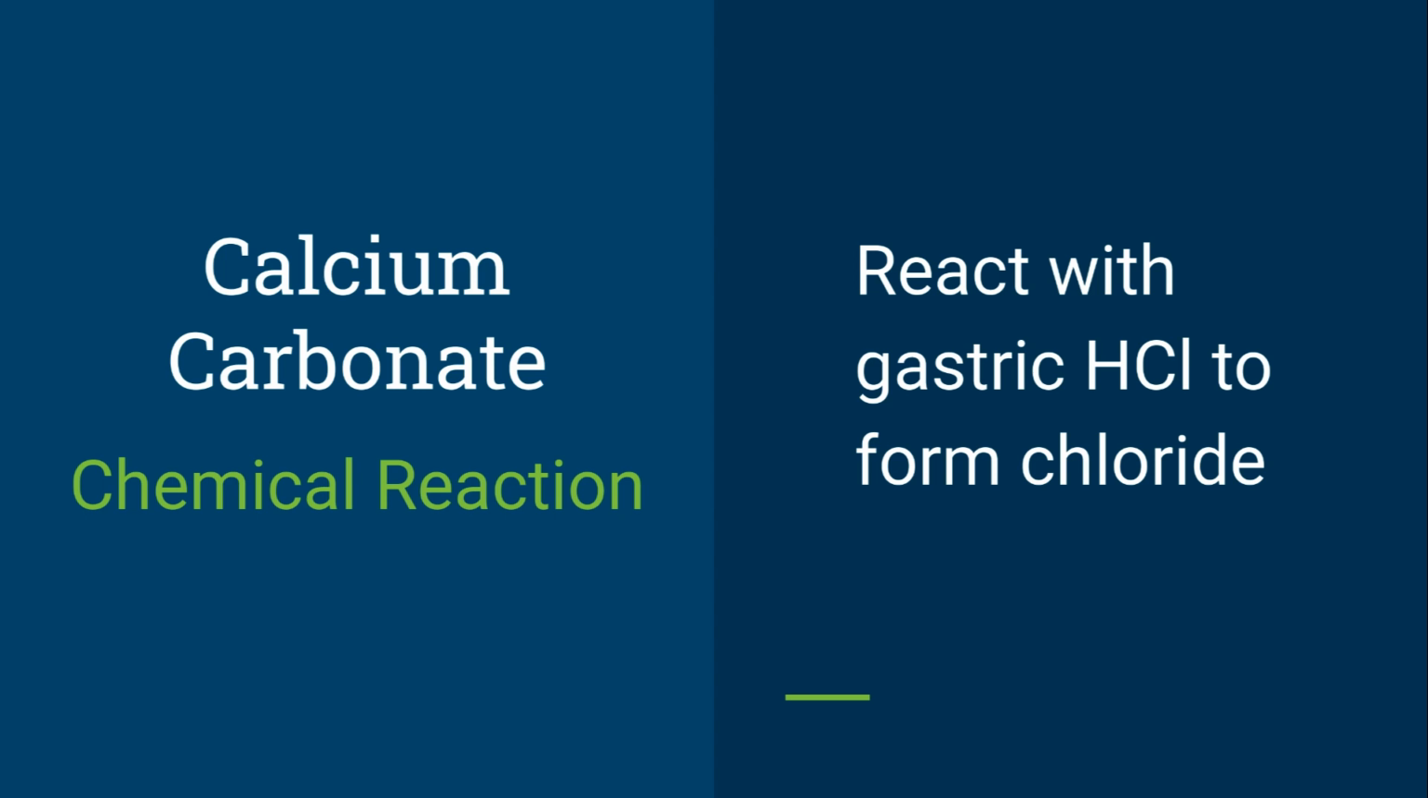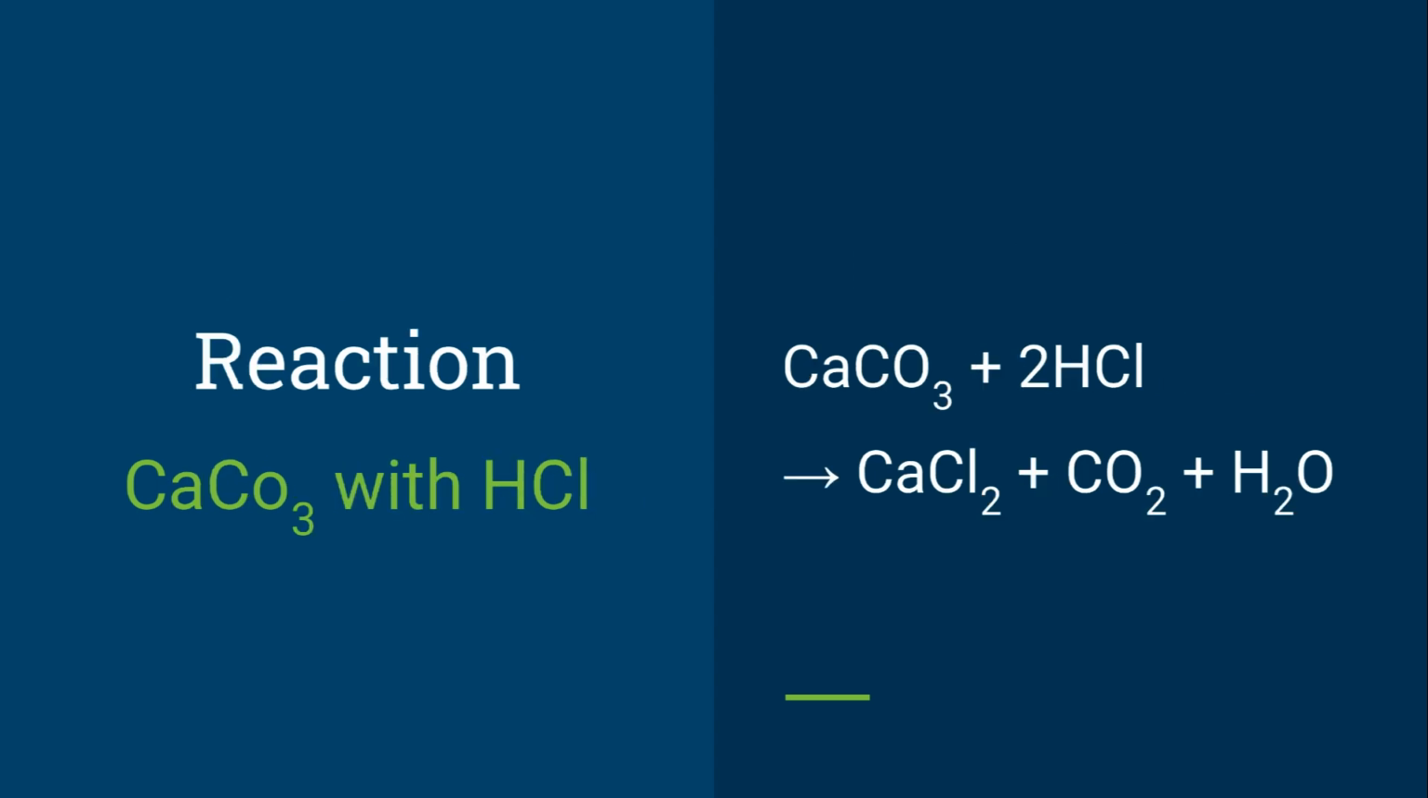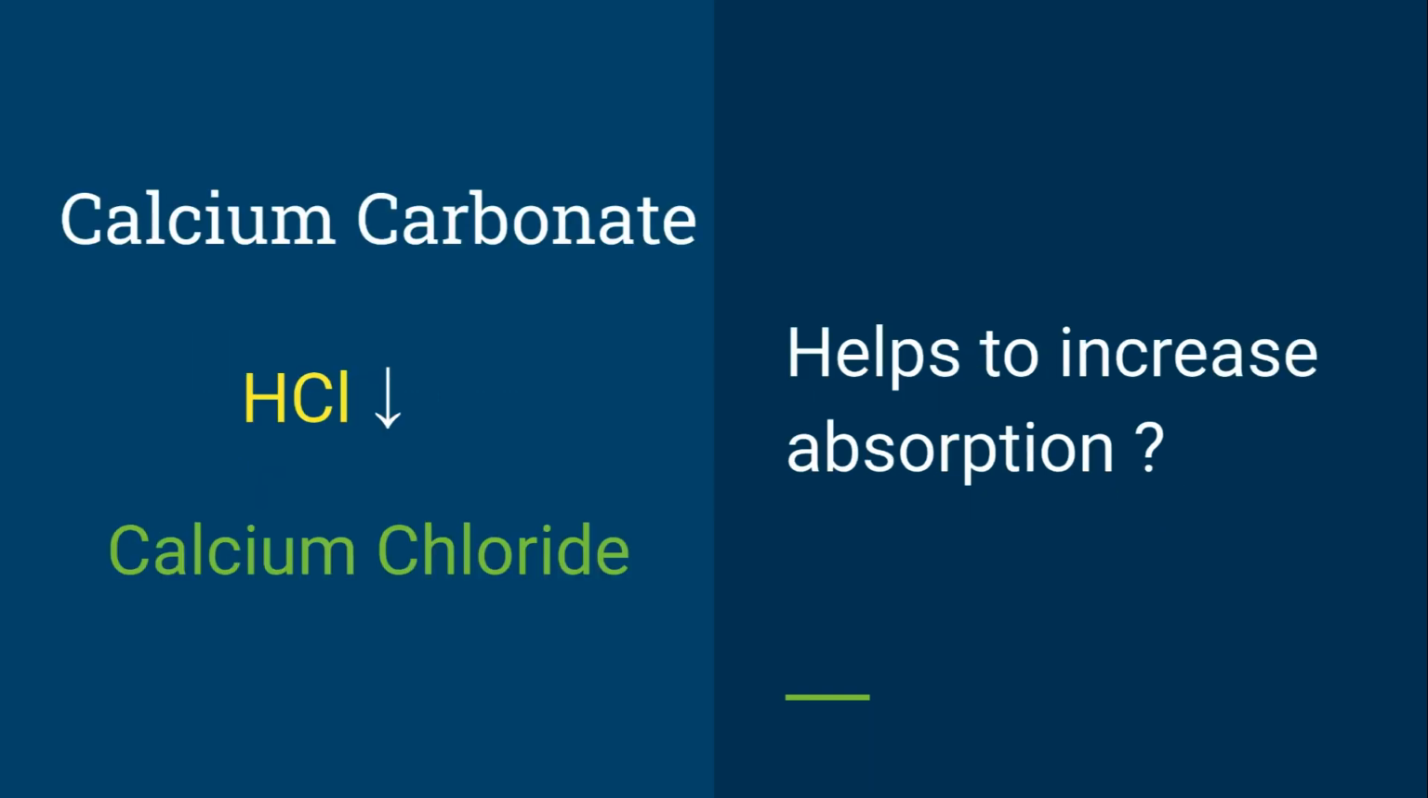This hydrochloric acid reacts with calcium carbonate to form a chloride. Here is the reaction: reaction of calcium carbonate with hydrochloric acid. Calcium carbonate, that is CaCO3, reacts with the hydrochloric acid to form calcium chloride, that is CaCl2. In short, calcium carbonate in the presence of hydrochloric acid forms calcium chloride.